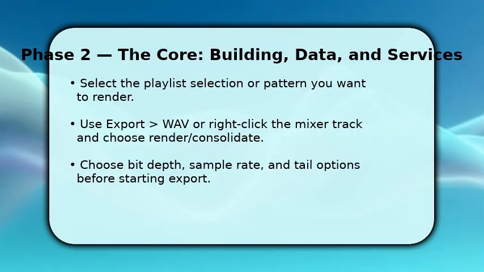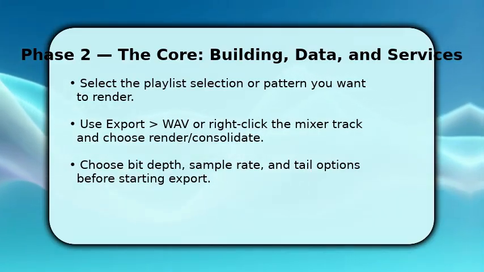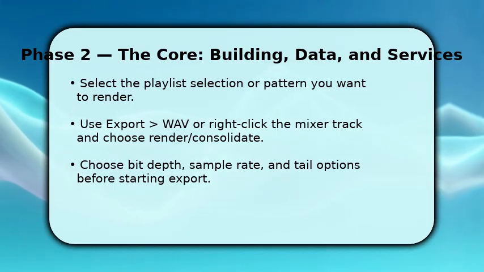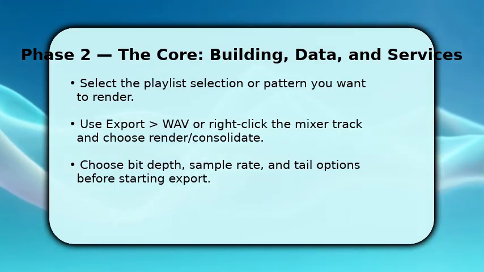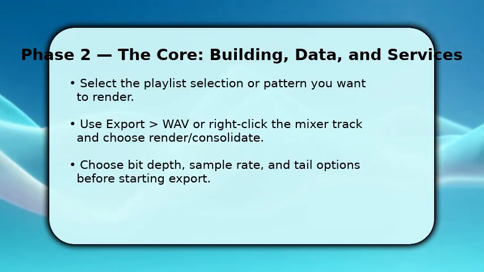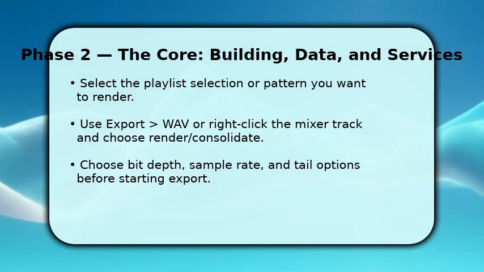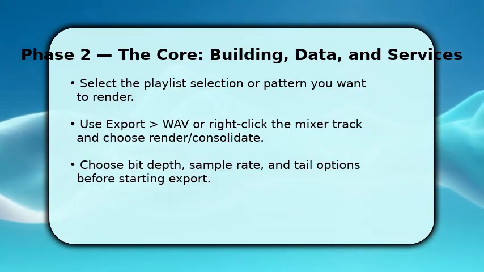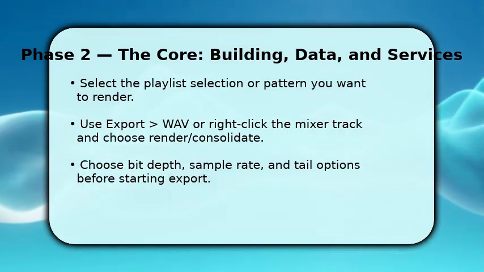If you want a full song piece, select Export WAV and set the options. If it's a single instrument, solo the mixer track and use the mixer's render or consolidate command to bounce the track. Choose bit depth and sample rate to match your session, and decide whether to include effects tails or fade out. This preserves reverb and delay.